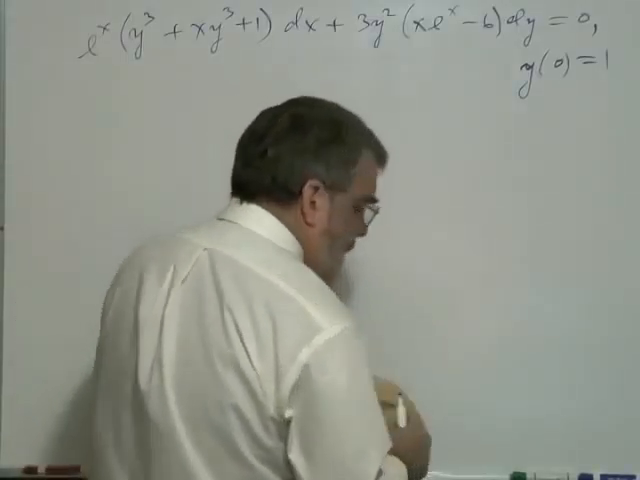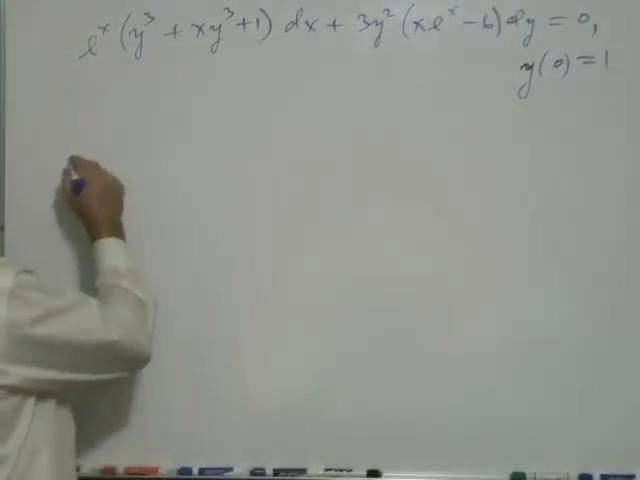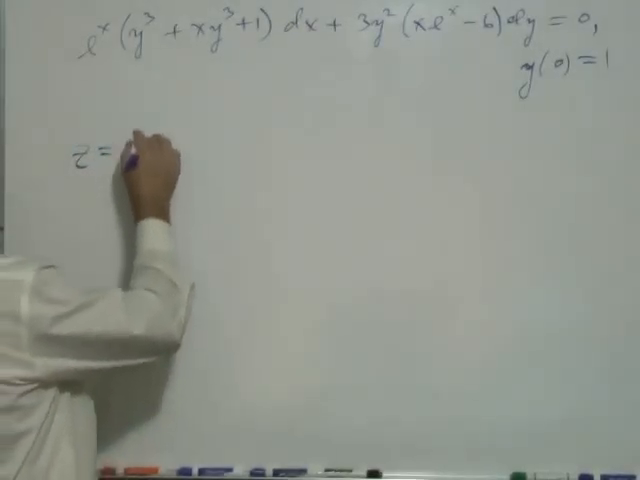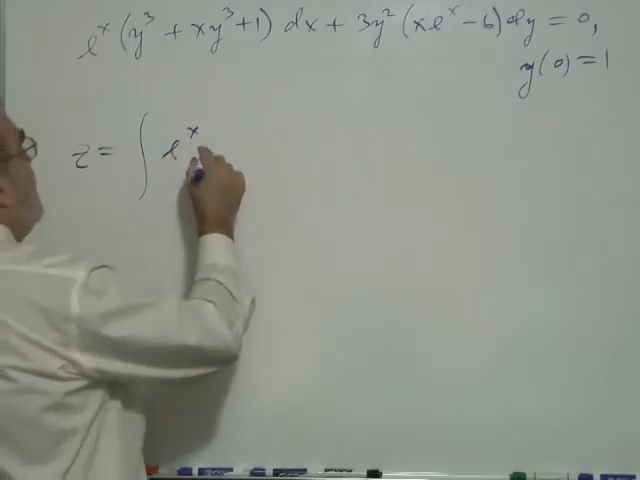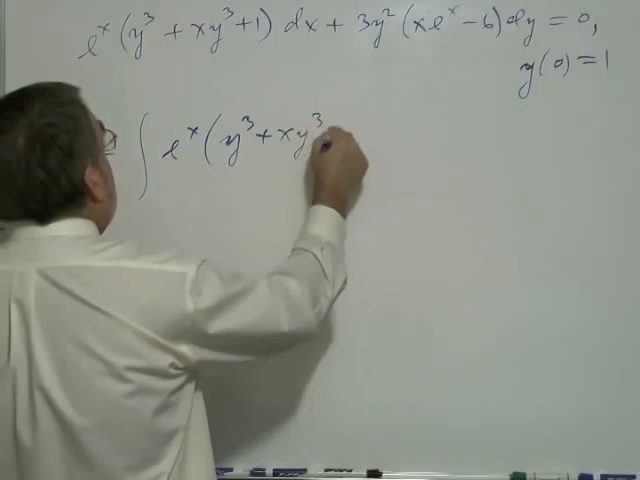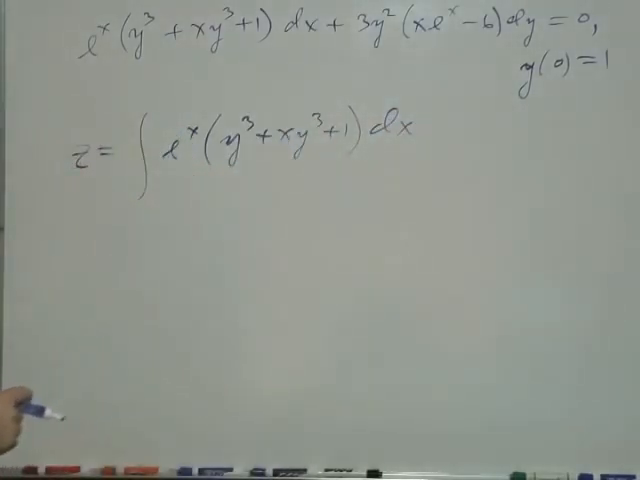And now our solution will be z, or f of x y. We integrate e to the x (y cubed plus xy cubed plus 1) dx. Here we treat y as a constant and x as the variable. This will probably be a little bit of an effort.